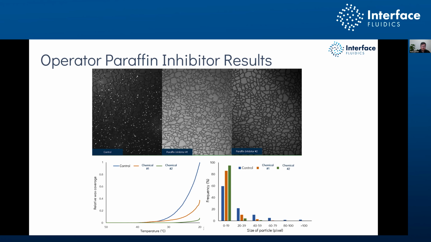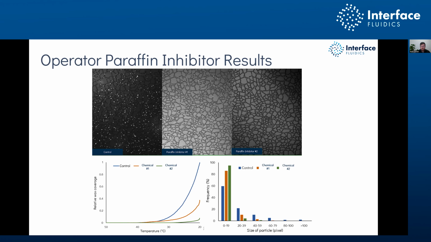Now, to the untrained eye, which is most people, looking at control and paraffin inhibitor number 1 is very challenging to tell the difference. But when we apply our machine vision systems to these tools, we can see the results below. So you can see temperature compared to wax coverage or wax deposition, chemical 1 and chemical 2 both had significant reductions in the total coverage of wax. But paraffin inhibitor number 2, sorry, drastically reduced the appearance of that wax.